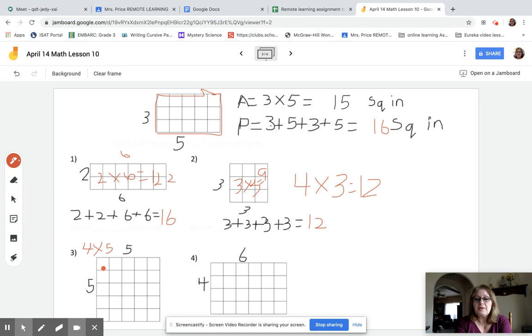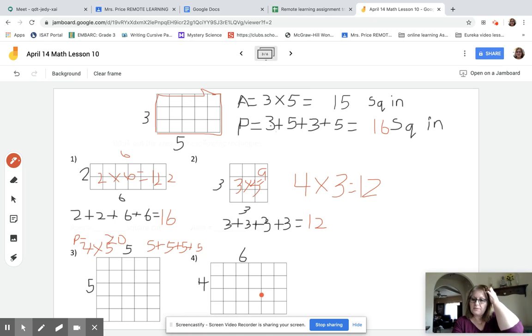Or we can do the, I don't have enough room to write here. 5 plus 5 plus 5 plus 5. And we know that that equals 20, right? Because 4 times 5 is 20, and 5 plus 5 is 10, plus 5 more is 15, plus 5 more is 20. So perimeter equals 20, right?